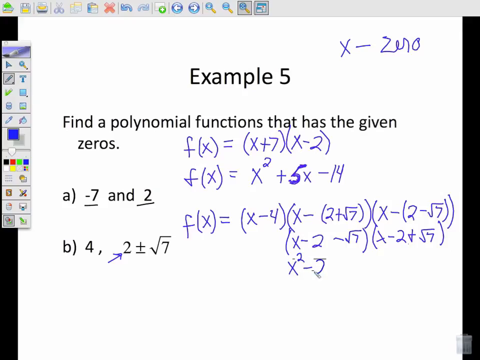You got x times x, you have x squared. x times negative 2 is minus 2x, and x times the root of 7 is plus the square root of 7 x. Negative 2 times x, negative 2x. Negative 2 times negative 2 is plus 4.